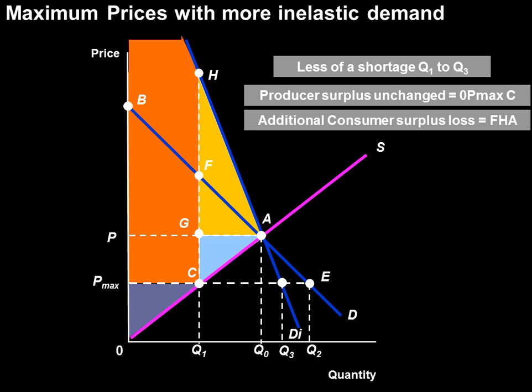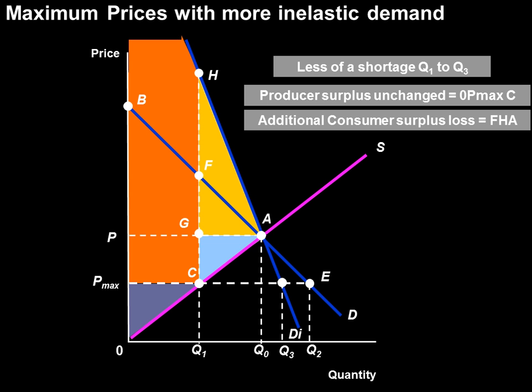So within a particular area, the demand is very inelastic. So what happens then when we get this inelastic demand, and we put that on as the demand line DI, and we've left on the old demand curve D? What happens is that we get less of a shortage when we impose the rent control, the maximum price or price ceiling. The shortage is Q1, Q3. The producer surplus hasn't changed. It's still 0 P max C. But there is an additional consumer surplus loss equal to FHA. So overall, the consumer surplus loss is now much greater than it was when we had a more elastic demand curve. It's HGA as opposed to FGA.